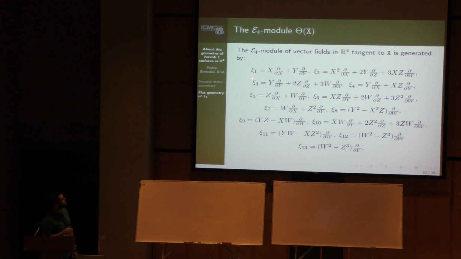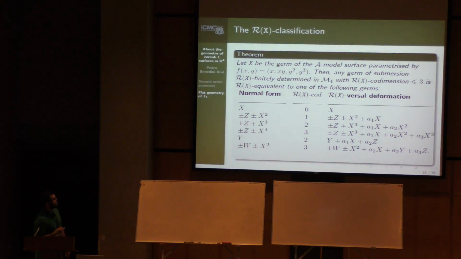And it's important to see that only the first seven ones have non-zero linear part. So we obtained 13 vector fields in this module. And here, now we have the R^+-classification of submersions from R^4 to R, which have codimension less or equal to 3.